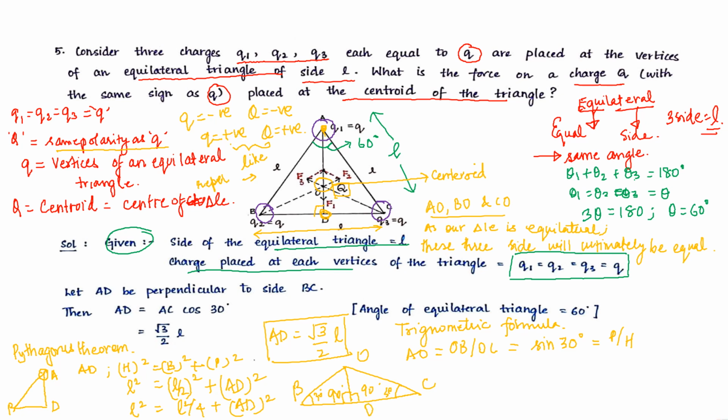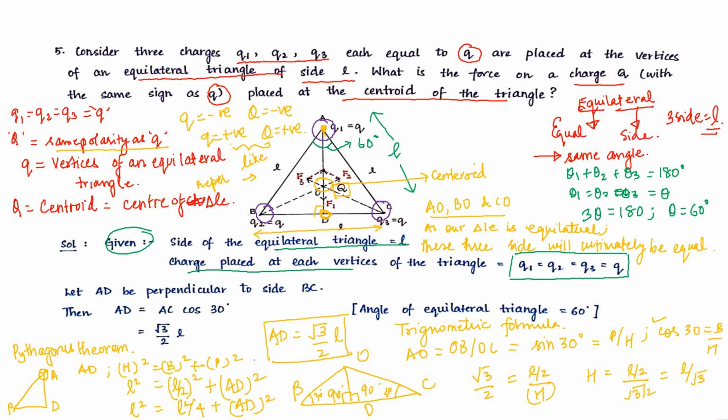So we will turn to some other formula. The other one is cos 30 equals base upon hypotenuse. What is the value of base? L by 2. So we can use this formula of cos. This is how we select the trigonometric formula. So cos 30 is root 3 by 2 equals L by 2 upon hypotenuse. The value of hypotenuse we need to find. Then h equals L by 2 divided by root 3 by 2, and it will come L by root 3.